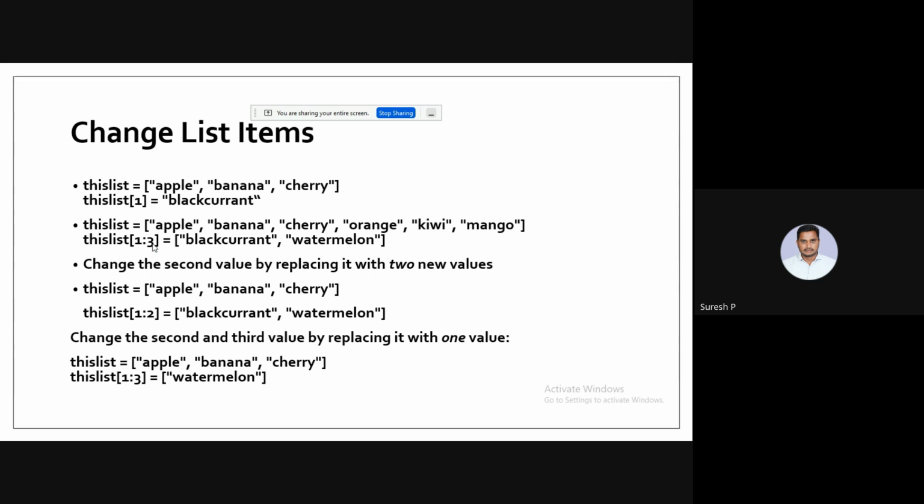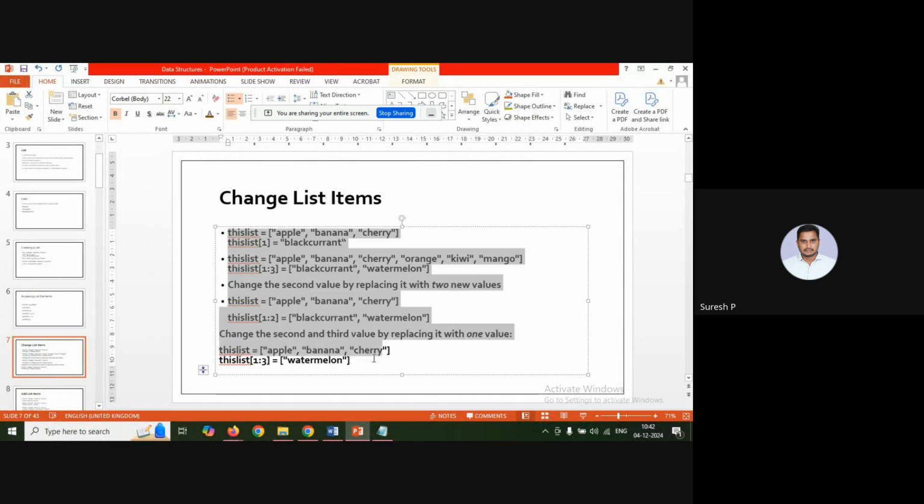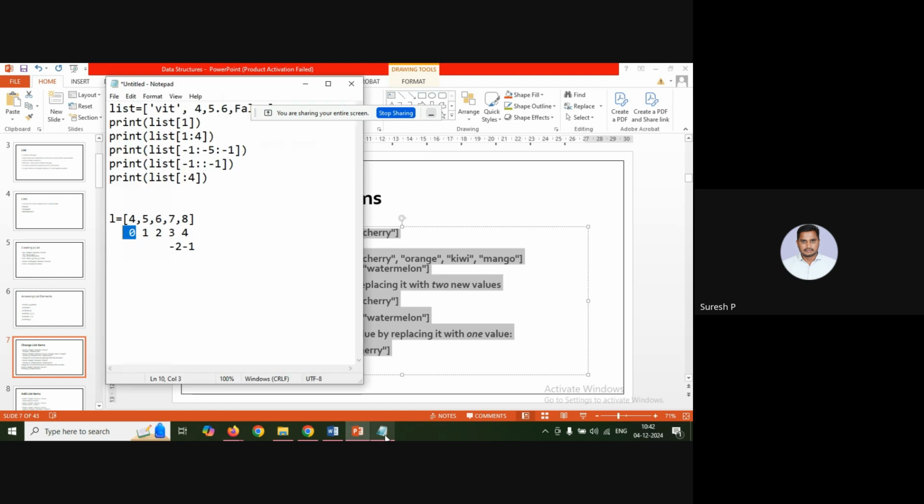That is also possible. And change the second and third value by replacing with one value. That is, we can replace a single value by multiple values, or we can replace multiple values by a single value. That is also possible. 1:3 means 1 and 2 will be taken, so banana and cherry will be replaced by only one value, that is watermelon. Okay, so these are the different ways for changing the elements.